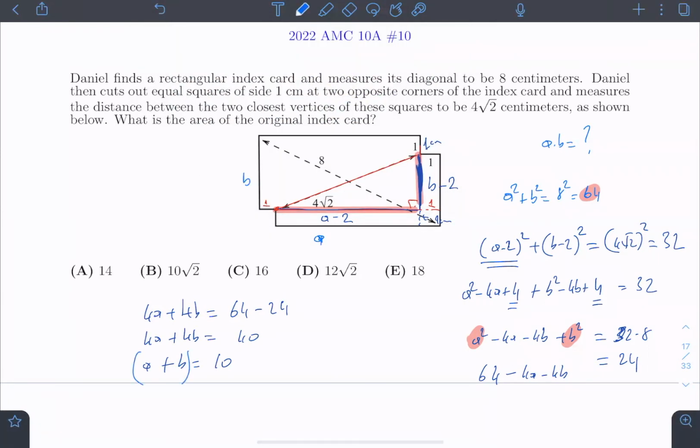Let's square both sides, which is squaring the first term, A squared, plus 2AB, which is twice the first and second, plus B squared is equal to 100. And if we substitute A squared plus B squared is 64, we're going to have 2AB plus 64 is equal to 100. 2AB is equal to 100 minus 64, which is 36. If we divide both sides by 2, A times B, which is the area of the rectangle, will be 18. So the answer is option E.